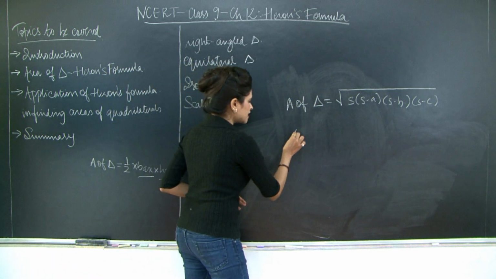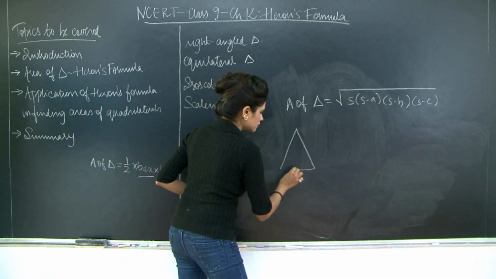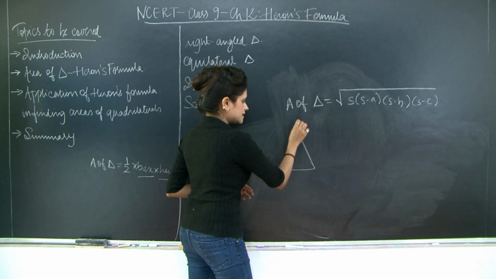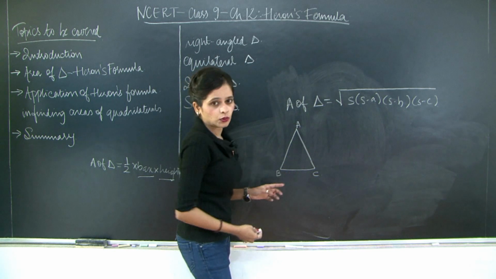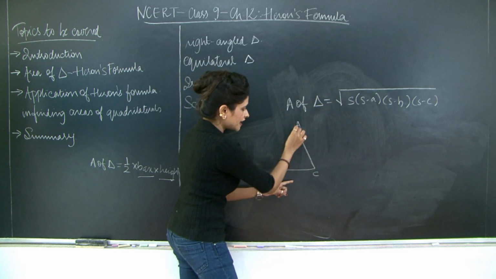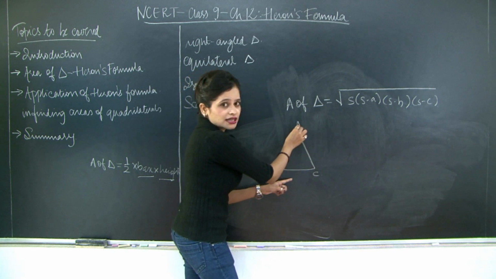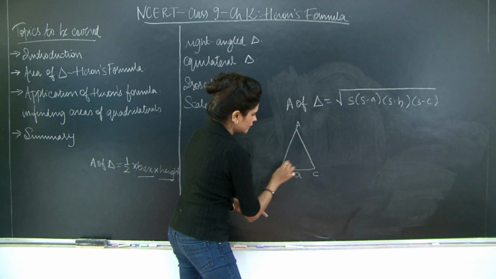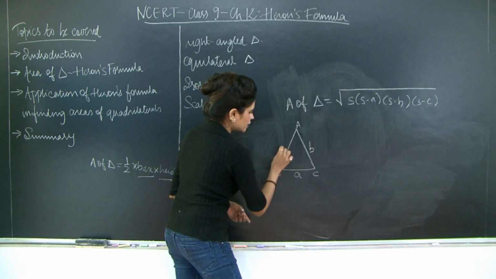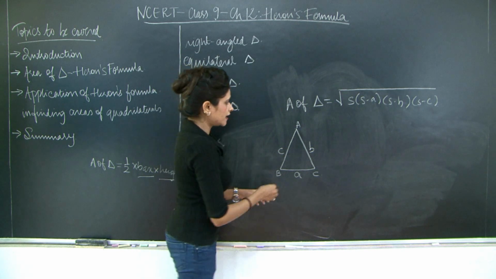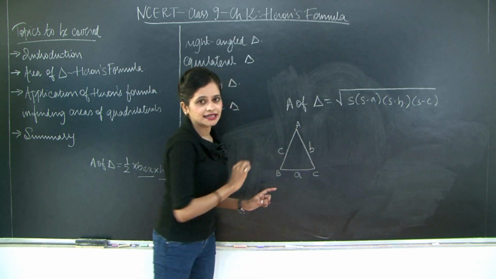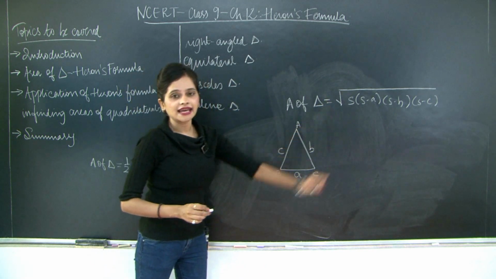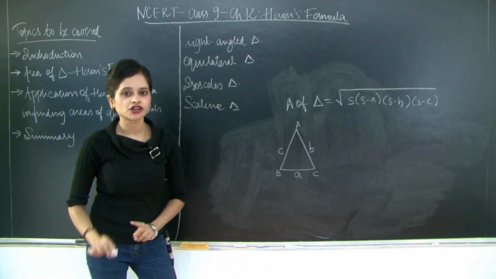It means nothing but if I have a triangle ABC, we know that the side opposite the vertex is named by the lowercase letter of the vertex. So this would be A, this would be B, and this side would be C, right? So A is side 1, B is side 2 and C is side 3. Then what is S? S is the semi-perimeter of the triangle.